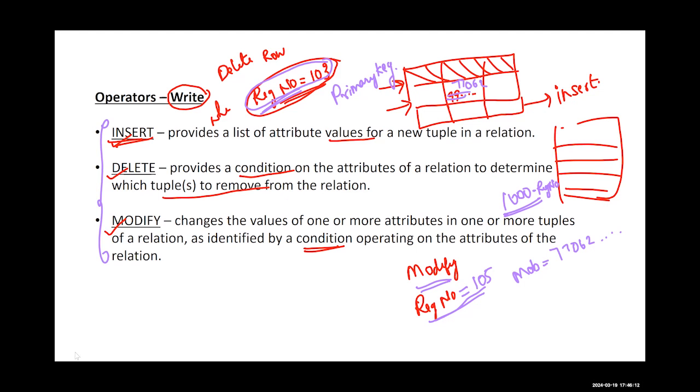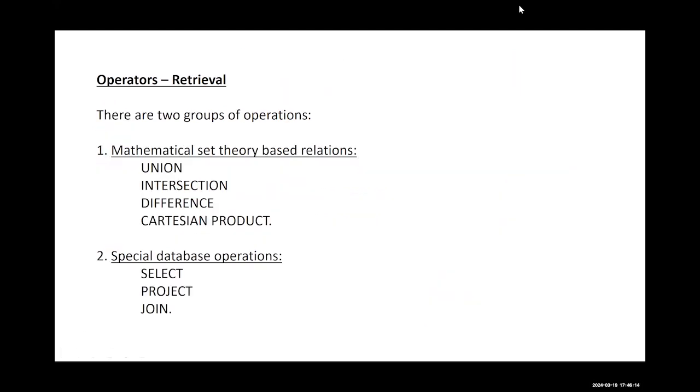Next, let us move on to the operators for retrieval. Okay, so when I say retrieval, if I want to retrieve a certain kind of data from the database, there are two groups of operations which we can perform on the database. The first one is the mathematical set theory based operations. The second one is special database operations. Now what are these mathematical set theory based operations? They are union, intersection, difference, Cartesian product.